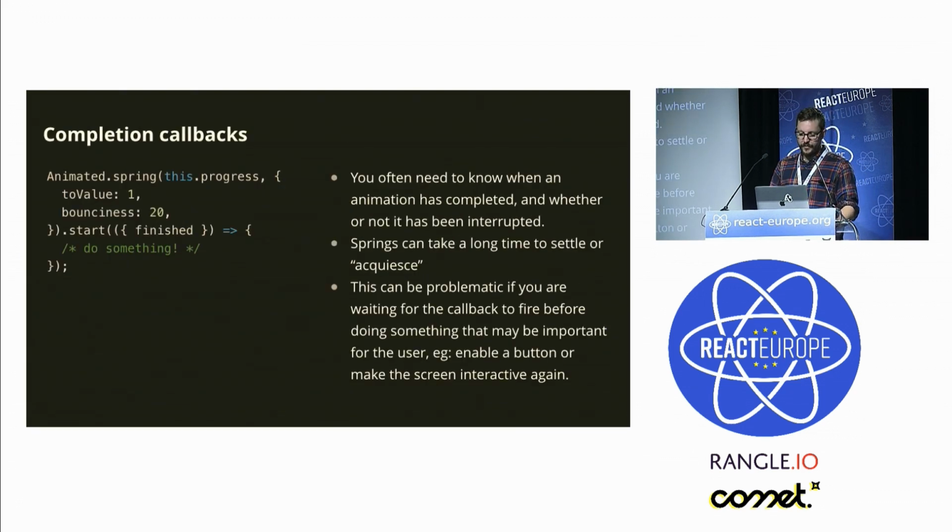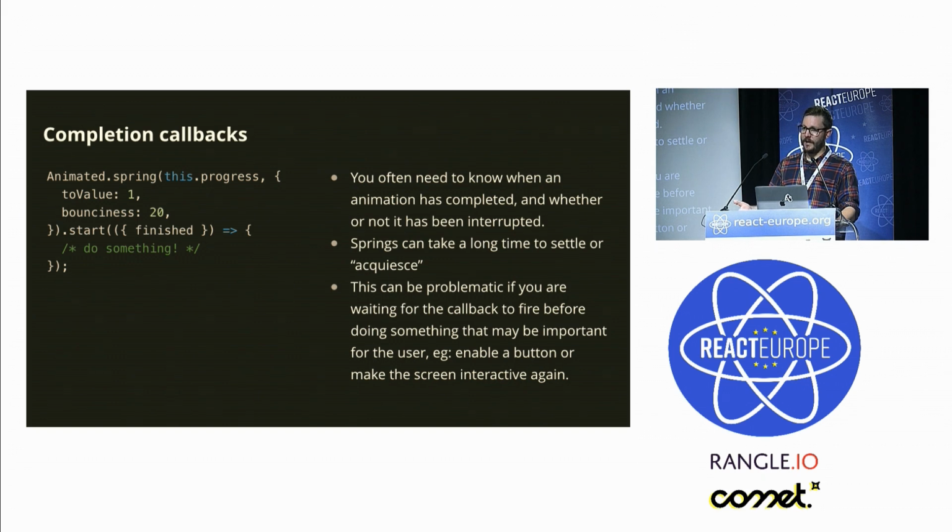So the way that completion callbacks work is essentially you pass in a function to the start function. So you just pass in this callback. The callback has a single parameter. The parameter is an object that currently only has one property on it, and that property is finished. The reason why finished is passed in is because it's possible for animations, as we just saw, to be canceled or to be interrupted.